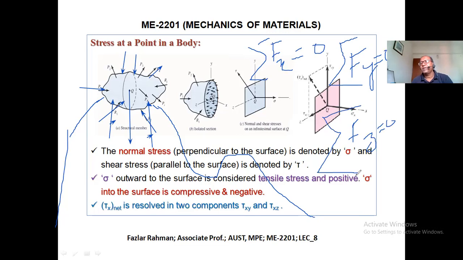Now, it is not moving, and also it is not rolling. Rolling means tilting. Why?